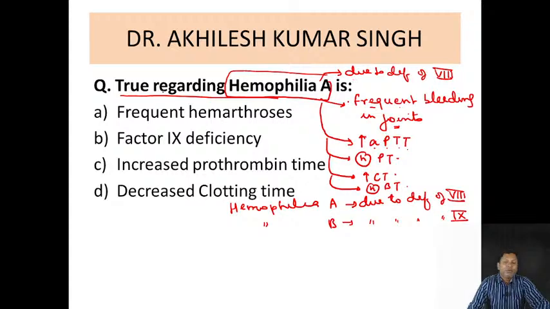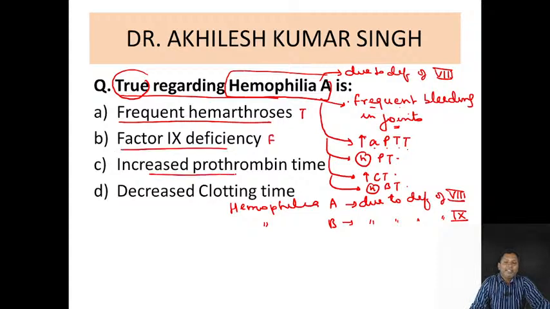Now let us look at the options here. It is asked which is true. Frequent hemarthrosis or bleeding in the joint, this is correct, this is true. Factor 9 deficiency, this one is false. Increased prothrombin time, prothrombin time is normal, so this is also false. Decreased clotting time, clotting time will increase, so this is also false. Which is the true one here? The true one is A, frequent hemarthrosis.